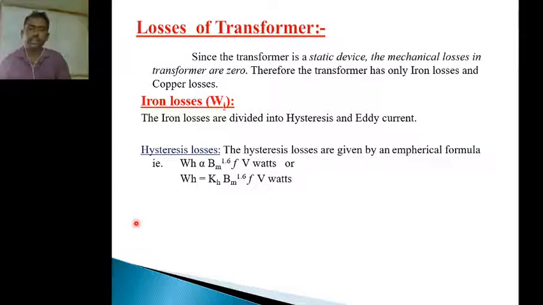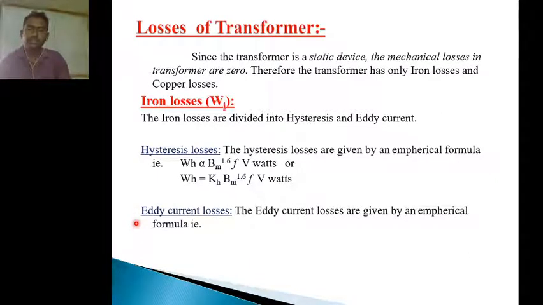WH is directly proportional to Bm to the power of 1.6 F into V watts, and WH is equal to KH into Bm to the power of 1.6 F into V. And as the hysteresis loop width is more, the hysteresis losses will be more, and if the hysteresis loop width is very small, that means linear, then the hysteresis losses are very low. So for a transformer, for better efficiency, we consider a material with very low hysteresis loop width. That material is nothing but CRGO steel, cold rolled grain oriented steel, for the transformer core.